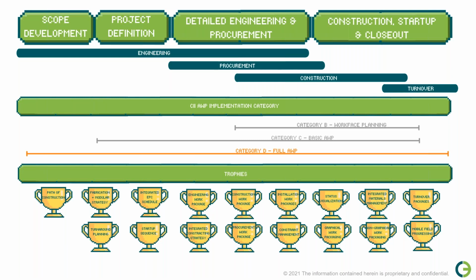So for all of the available trophies in our little game that we played today, you won every single one of them. We've got path of construction, fabrication and modular strategy, turnaround planning. We've got an integrated EPC schedule. We've got a startup sequence early on in the project. We built engineering work packages, procurement work packages, installation work packages, construction work packages. We did constraint management. We looked at status visualization. We did graphical and non-graphical work packaging, integrated materials management, mobile field progressing, and turnover packages. So this is the top score, ladies and gentlemen. I'm delighted to tell you, you picked the perfect path to get us to the result.